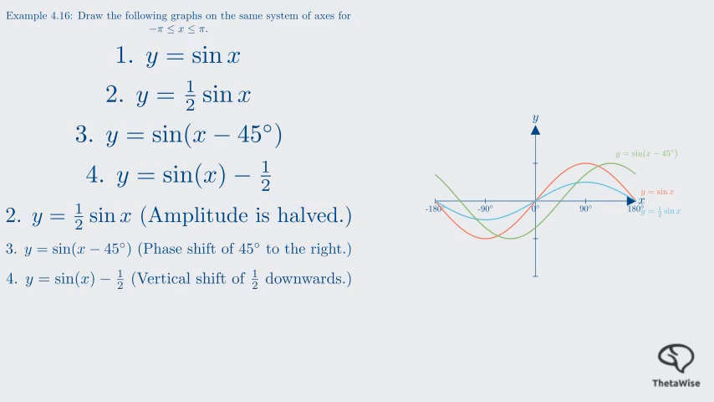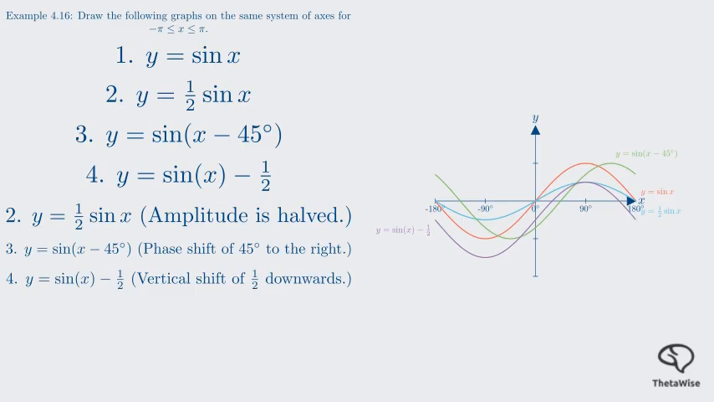Finally, the fourth equation is y equals sine x minus 1/2. This is a vertical shift, where we move the entire graph down by 1/2 unit. We take the red standard graph and subtract 1/2 from every vertical value. The x-intercept at 0 moves to negative 1/2. The maximum at 90 degrees moves from 1 to 1/2. The minimum at negative 90 degrees moves from negative 1 to negative 1.5. This gives us a graph shifted down. Let's draw it in purple.